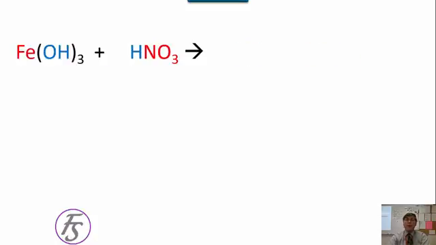Here we have iron 3 hydroxide and nitric acid. The iron 3 hydroxide is our base because it has OH, and our nitric acid is our acid, well, because it's called nitric acid, but also because it has an H in the front. So I want to take this H in the front and mix it with these OH's and make some water. The problem is I've only got one H, and I've got 3 hydroxides. And I need to have the same number. So I'm going to need to have 3 of these nitric acids in order to correctly balance this equation. So now I have 3 H's and 3 OH's. So when I make my HOH, I can make 3 of them.